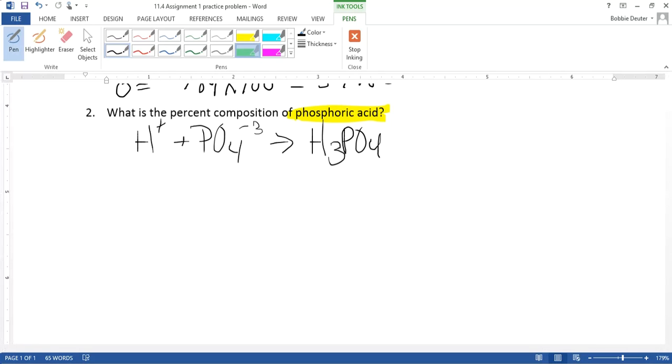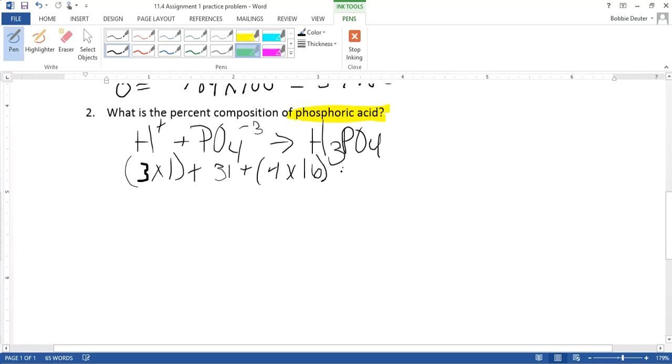So again, we find the molar mass of this. So we have 3 times 1 for our hydrogen plus phosphorus is 31 plus 4 times 16 for our oxygen. And we get a total, when we add those up, of 98 grams per mole of phosphoric acid. So we're going to do this for each of the elements. So we have hydrogen, phosphorus, and oxygen.